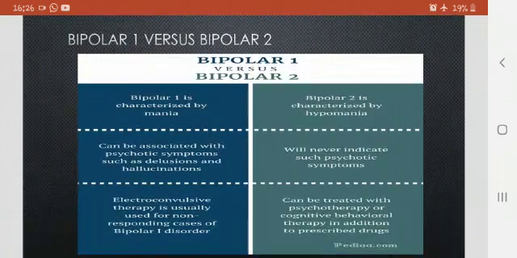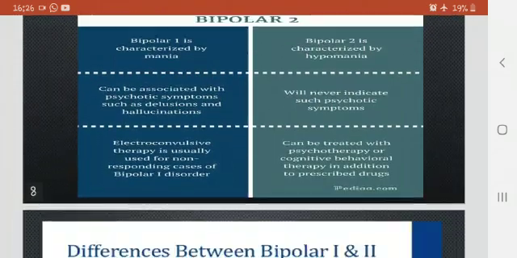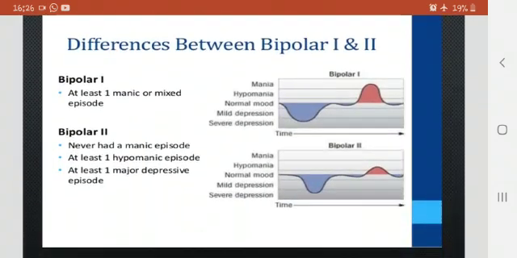Bipolar 1 disorder treatment includes electroconvulsive therapy, which is usually used for non responding cases of bipolar 1 disorder. Bipolar 2 disorder can be treated with psychotherapy or cognitive behavioral therapy in addition to prescribed drugs. So these are the differences between bipolar 1 and bipolar 2 disorders.